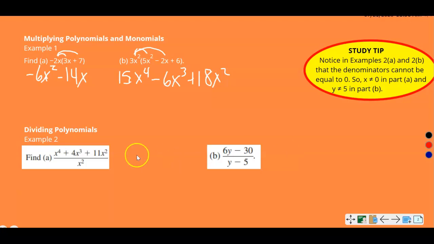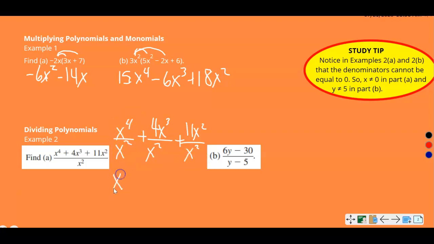Moving on to dividing polynomials. You can see in example 2, find x to the 4th plus 4x cubed plus 11x squared divided by x squared. So we can look at this as x to the 4th divided by x squared, plus 4x cubed divided by x squared, and then plus 11x squared over x squared. Again, if you remember properties of exponents, when you have the same base, when you divide, you subtract exponents from top to bottom.